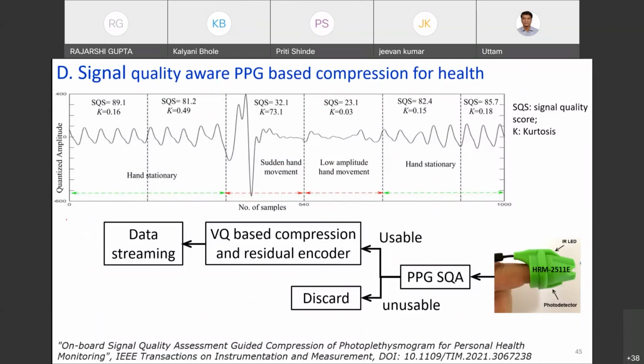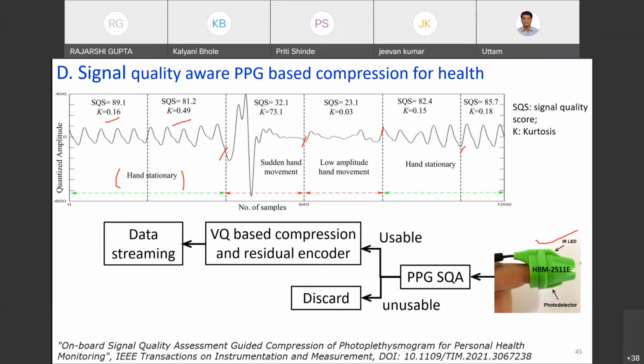So this is basically signal quality aware continuous monitoring applications. You can see that I have tagged the different segments. Like here, the hand was stationary, so we have good quality pulses. Here, sudden hand movement. So here you can see that there are some glitches, abrupt fluctuations in the PPG. Then we have some low amplitude hand movement. Again, the hand is stationary. So we repeated this cycle using this wearable type PPG sensor.